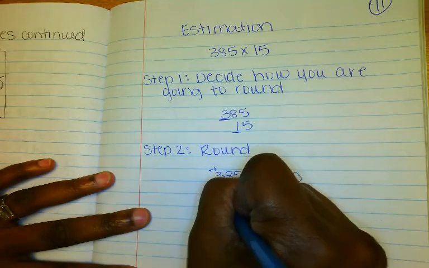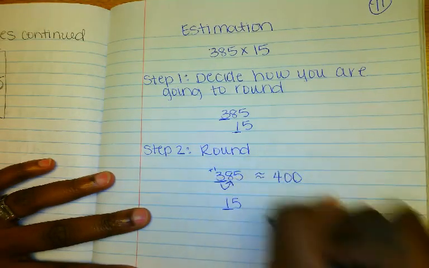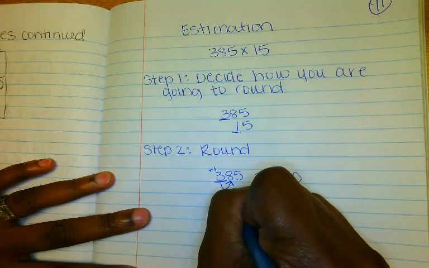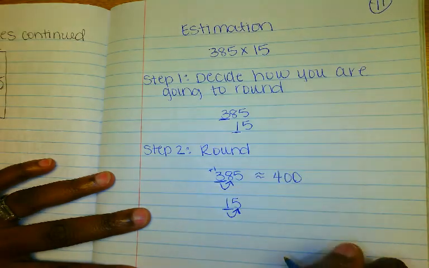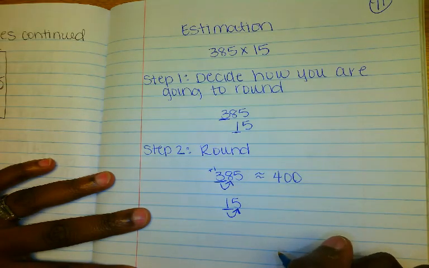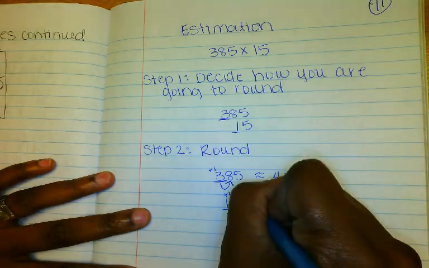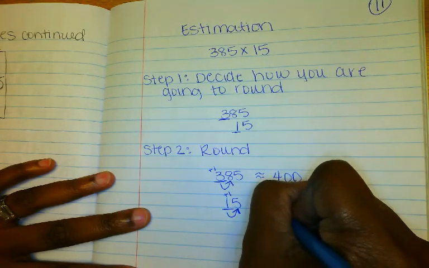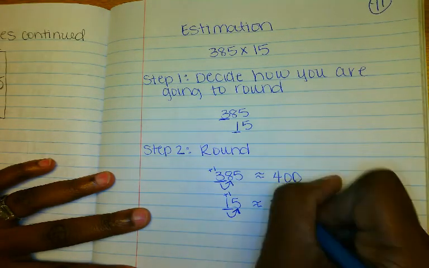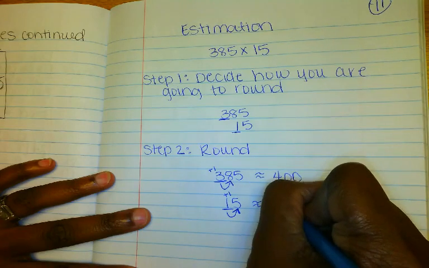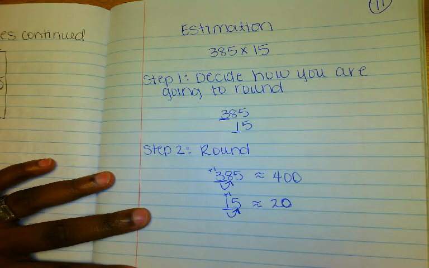Now I'm going to round my 15 to the nearest tens place. My 5 is going to tell my 1 what to do. 5 is in that category, 5 or more, add one more. So we're going to add one more to my 1. My 1's going to turn into a 2. And everything after that will become a 0. So my new numbers are 400 and 20.